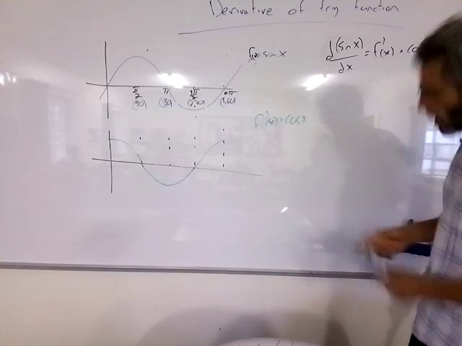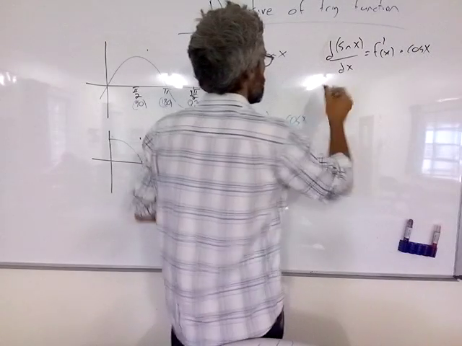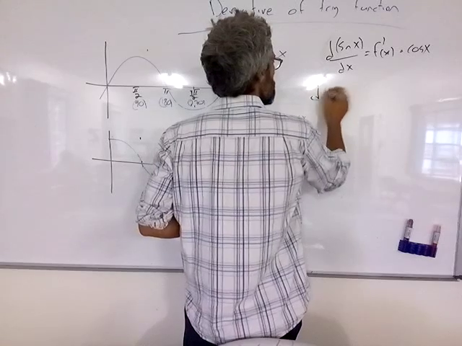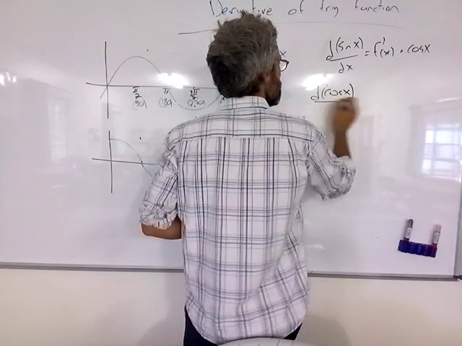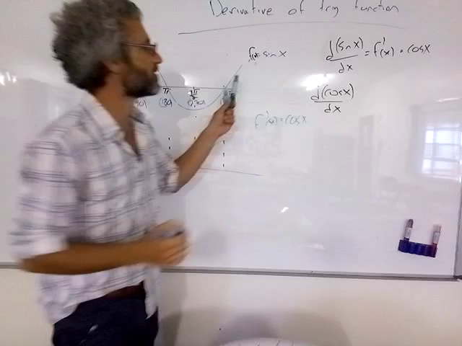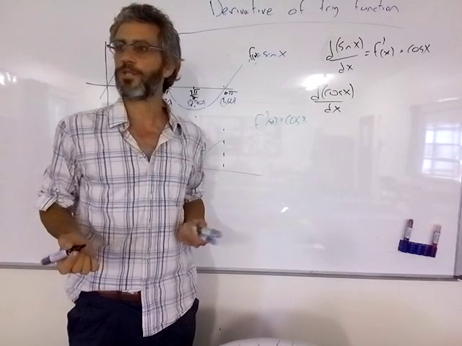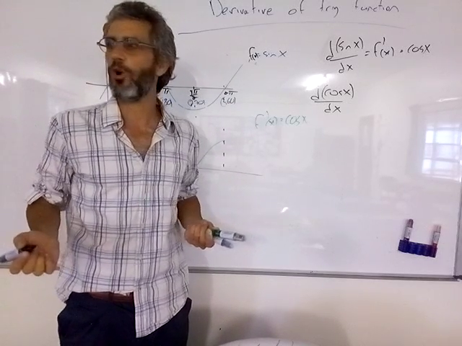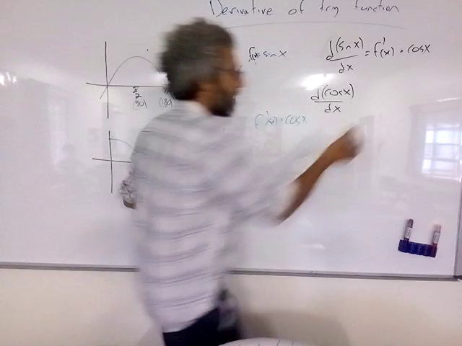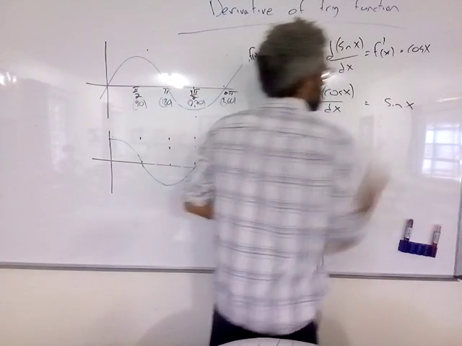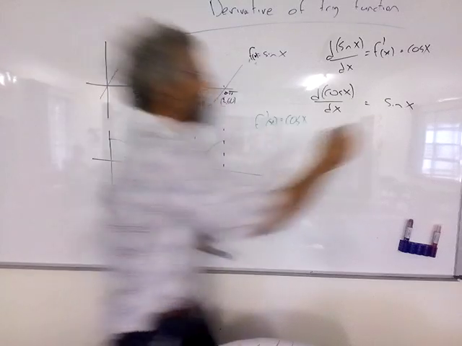Okay, so now I'd like to know what is the derivative of cosine x with respect to x. So we found the derivative of sine. Let's try and find the derivative of cosine. Any guesses before we go along? There might be a sign there. Okay, so I'll put a question mark.